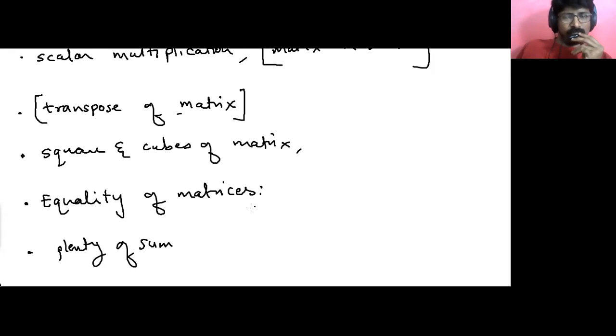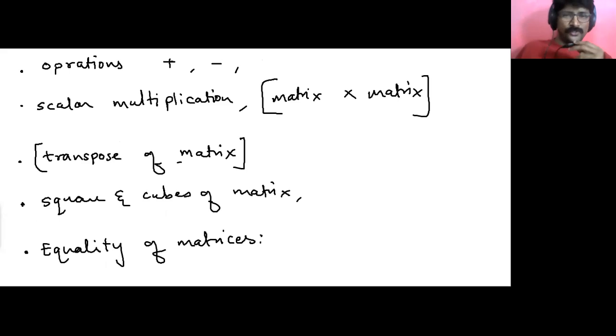And then equality of the matrix, or how to use equality and how to do sums based on that. And then plenty of sums we're going to try and do in this part of the video. Let's see how much we can finish. This is the target, and we will try and do it quickly. So we'll start with the operations.